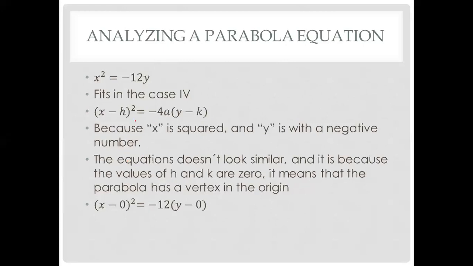And the equation right now, like it is, x squared equals negative 12y, doesn't look similar to this. They don't look alike. Here you see a negative 12, here it is negative 4a, here you have x squared, but here it is (x minus h) squared. So how can you get this? It's very easy, but be careful with something.